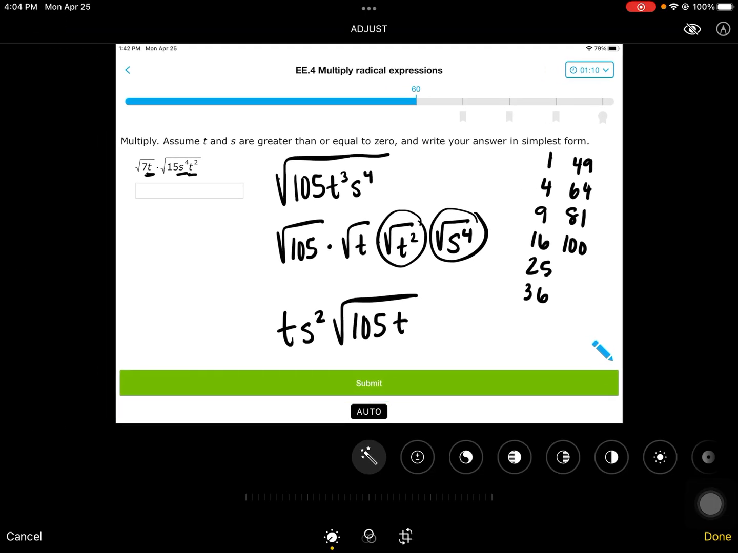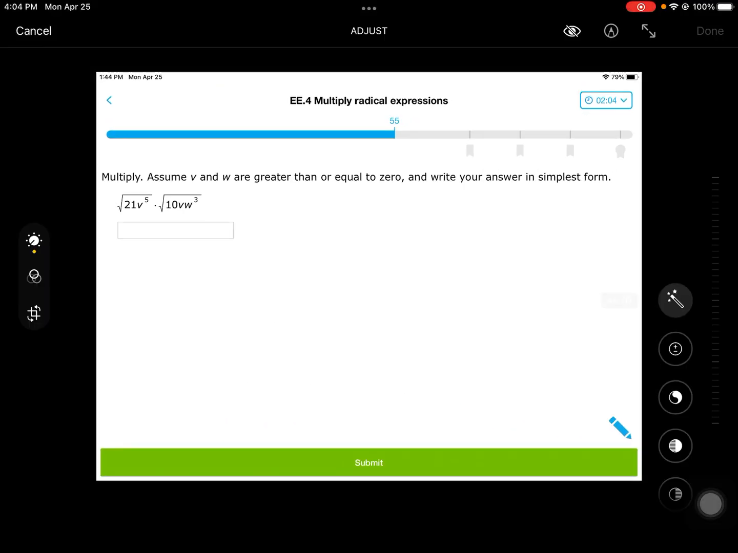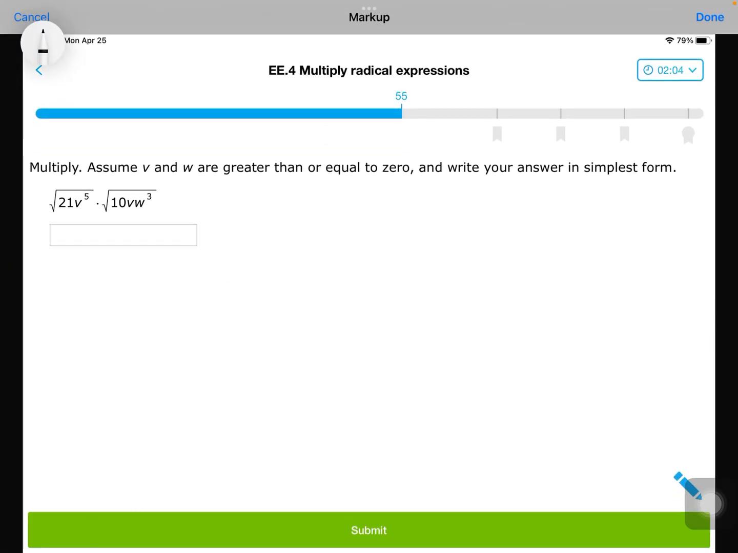How do I get to my next one? Done. Next. This one, same thing. Square root of 21 v to the 5th, times the square root of 10 v w to the 3rd. Take the two, put them together. 21 times 10 is 210. v to the 5th times v is v to the 6th, and then w to the 3rd.